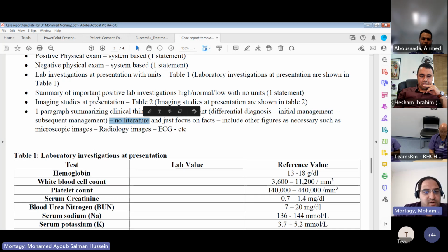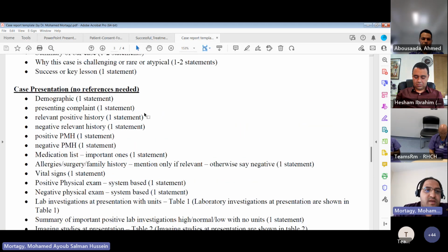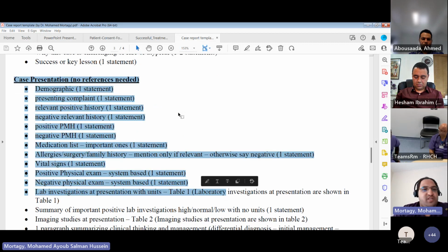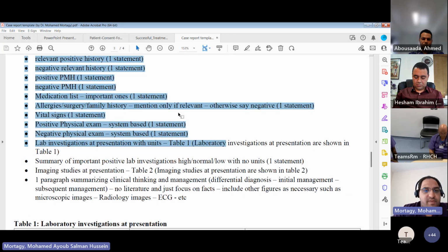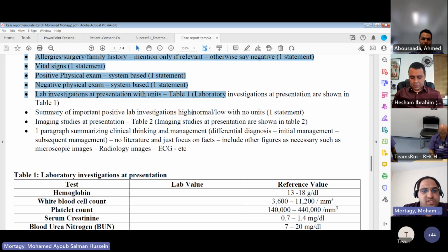No literature, don't include any references, just focus on the facts, include figures like we said, ECG as well, one big one. So this case presentation is the core of your case report, and it should reflect what you think as a clinician and how you approach the patient and how you manage. And if I read this, I should know where you're heading towards in your discussion later on.